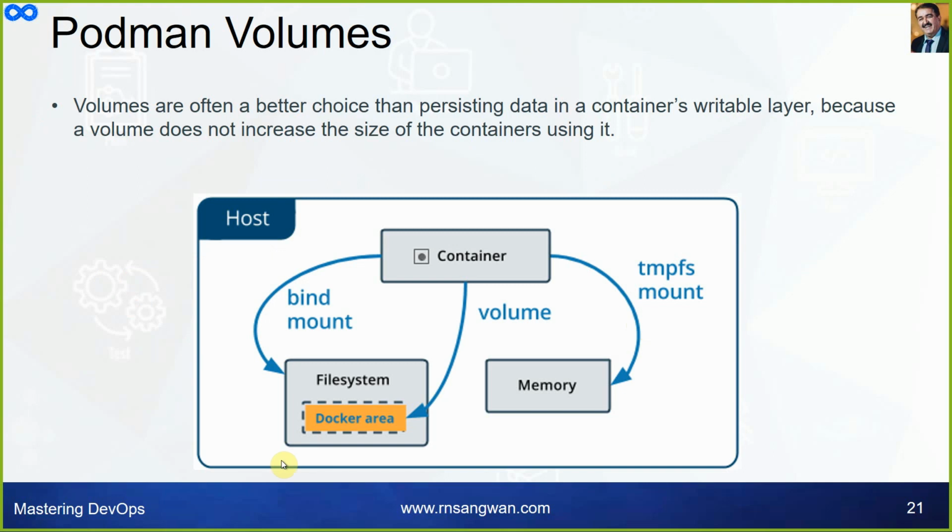This is the figure I drew in the previous slide. Container, physical path of the file system, bind it. We call it bind mounts. Whereas a volume is fully managed by the container. So by means of the appropriate driver, that becomes the Docker area or the container area. Another way is a tmpfs mount. So this is the Podman volume concept.